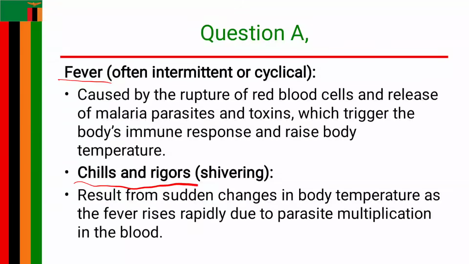Also, chills and rigors, which we commonly experience as shivering. This results from the sudden change in the body temperature as the fever rises very rapidly because of increased multiplication of the parasite in the body. Then we end up seeing these chills and fevers because they disturb the homeostasis of the body.